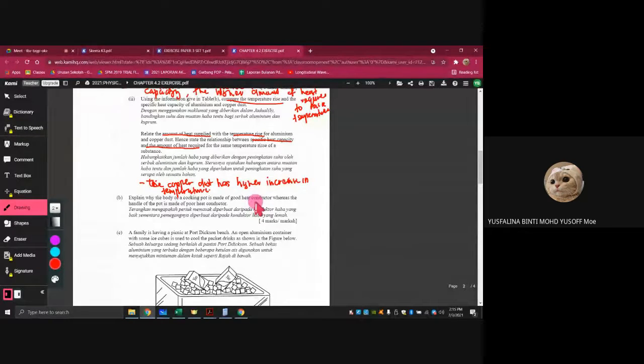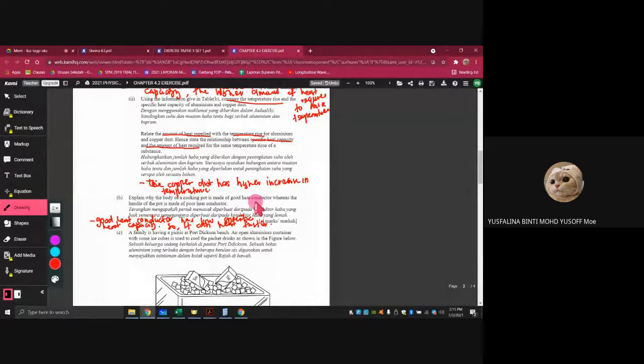And another one, the good heat conductor usually has a low specific heat capacity. So you can say here, a good heat conductor has low specific heat capacity, so it can heat faster. So this is 2 marks. Low specific heat capacity 1 mark, so it can heat faster 1 mark.